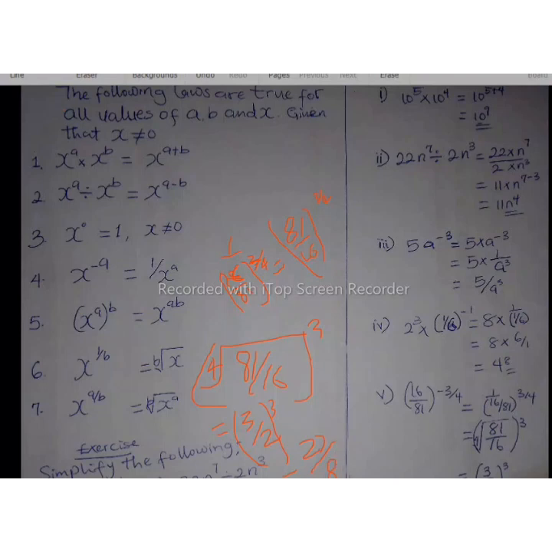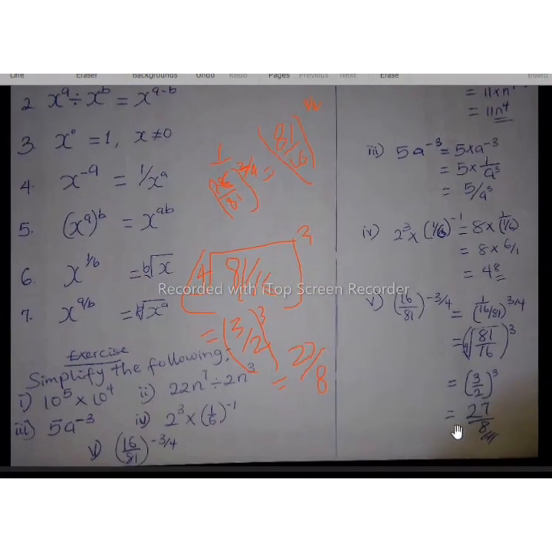So you have 27 all over 8, and this is how we arrive at the 27 all over 8 that you see here.